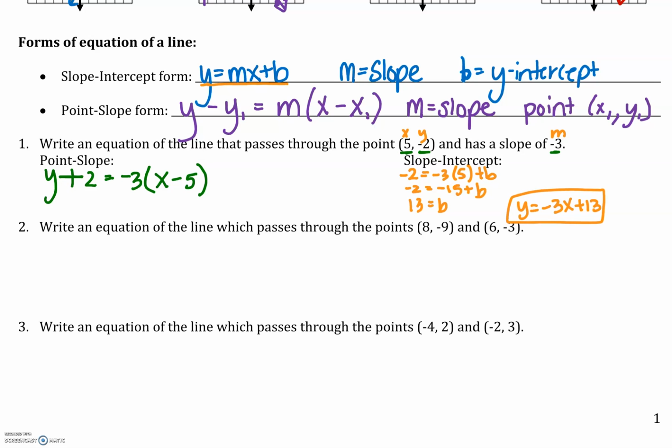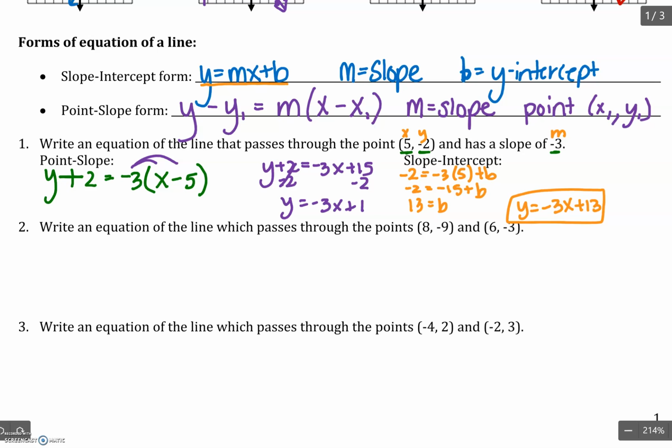One of the nice things about point slope form, though, is you can actually use it to generate slope-intercept form. It's just one extra step, really. You would distribute your -3 and then subtract your 2 that way, and you would end up with the exact same answer. So if you've already written one in point slope form, there's no need to do the work in orange here. You could just do the work in purple.